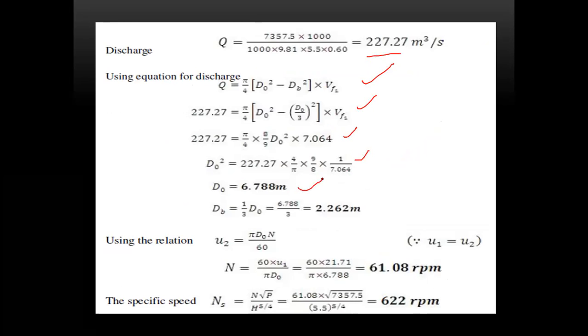D naught is equal to 6.788, right? By using the relation U2 is equals to pi D naught n by 60, n is equals to so on, so 61.8. Therefore, Ns is equals to 622 rpm.